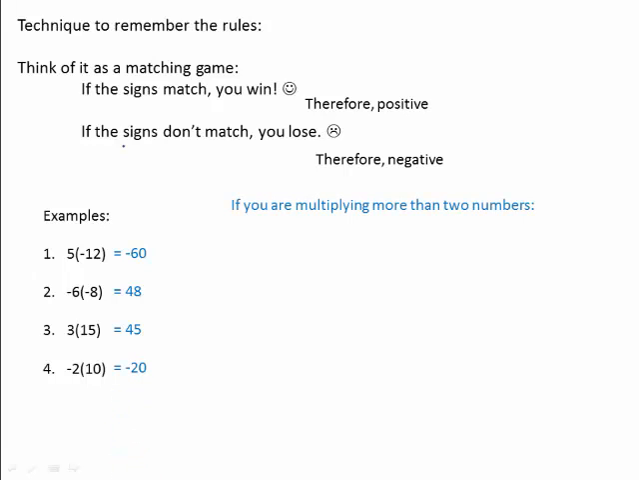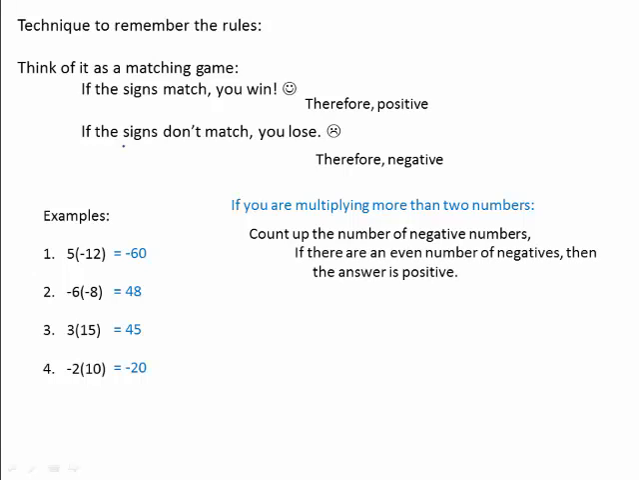And if we're multiplying more than 2 numbers, you can either go through and multiply everything individually, or you can count up how many negative numbers there are. If there are an even number of negatives, the answer will be positive. If there are an odd number of negatives, the answer will be negative.